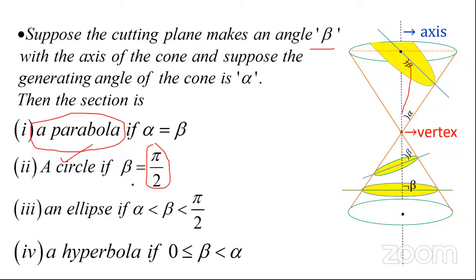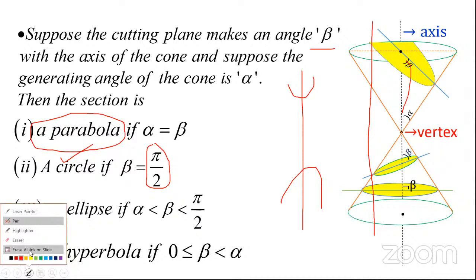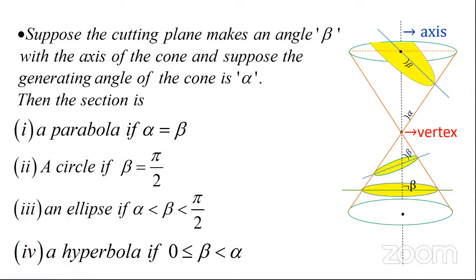Next, a hyperbola if 0 is less than or equal to beta is less than alpha. I didn't draw that here, so I will discuss it with you later. So these are the conic section definitions, how the cones generate the parabola, ellipse, circle and hyperbola.